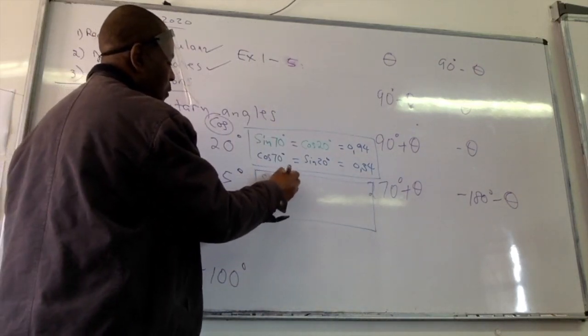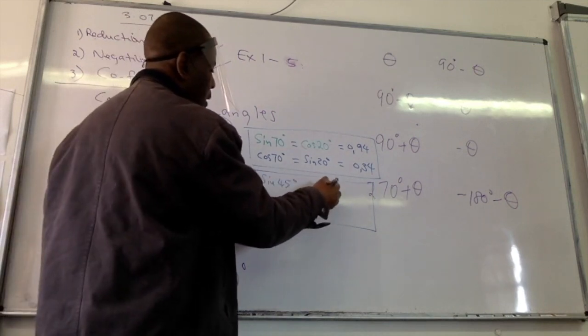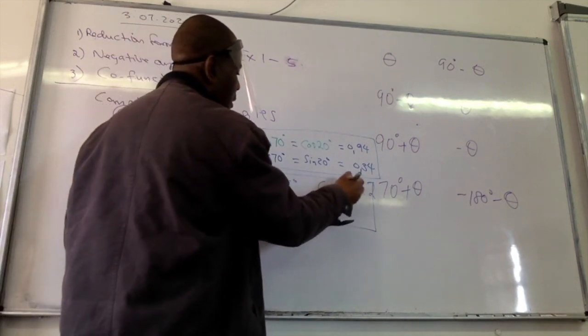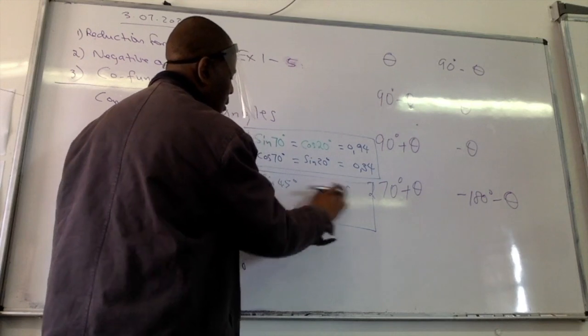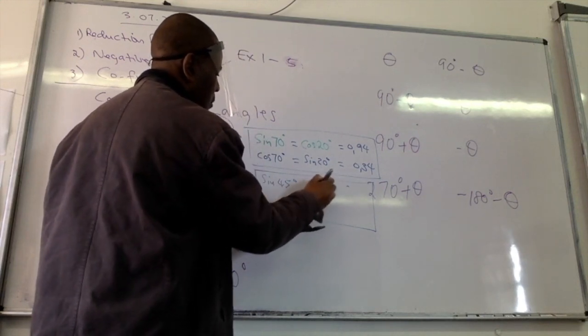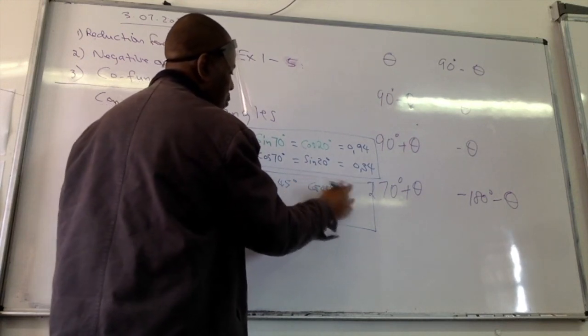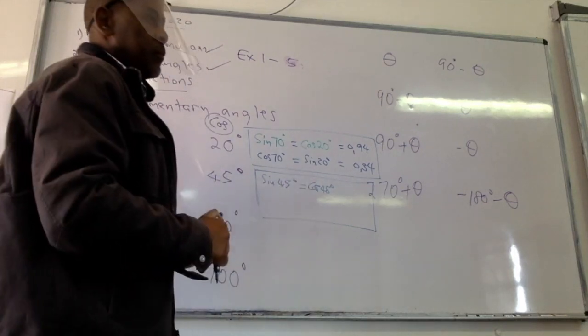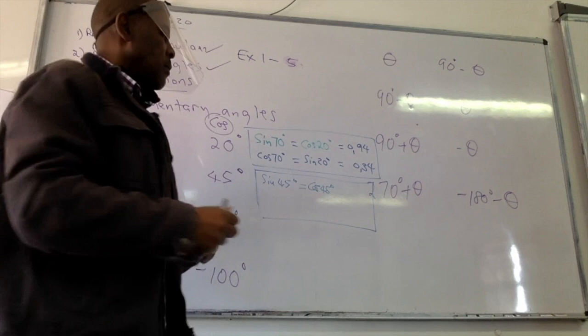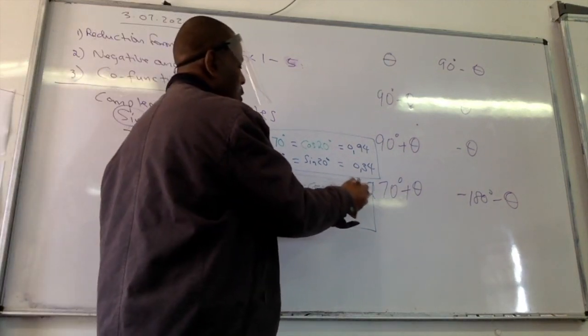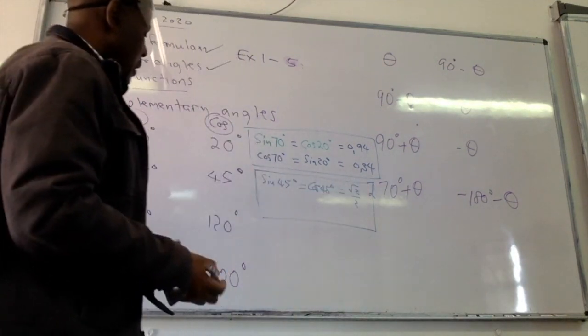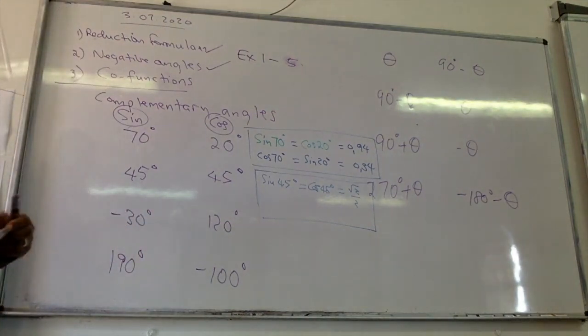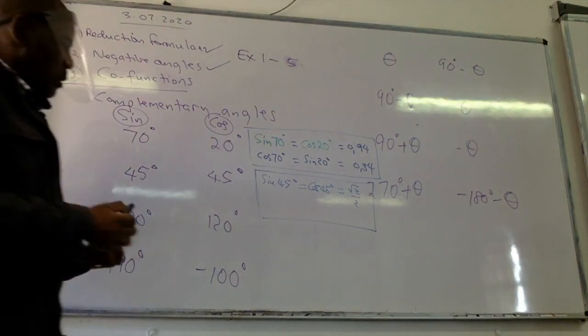The sine of 45 degrees, compare that to the cosine of 45 degrees. They're equal. Equal to what? Root 2 over 2, right? Okay, so this is equal to root 2 over 2. Okay, that one is done. Let's try just one last one.